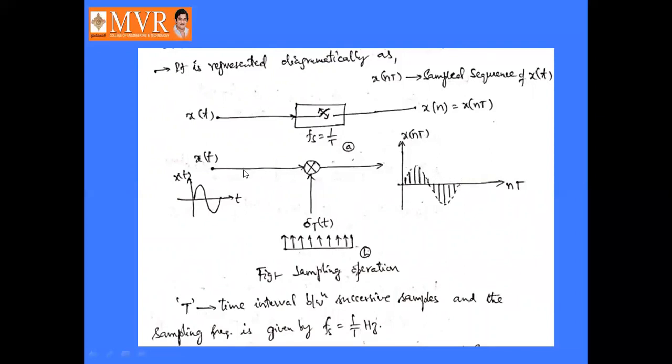So x of t must be multiplied with delta T of t. Then we can get x of nT, that is the sample sequence. The sample sequence of x of t is like this, x of nT. This figure represents the sampling operation, where capital T is nothing but the time interval between successive samples, and the sampling frequency is given by Fs equal to 1 by T Hz.